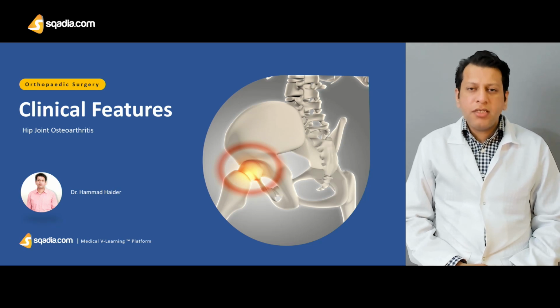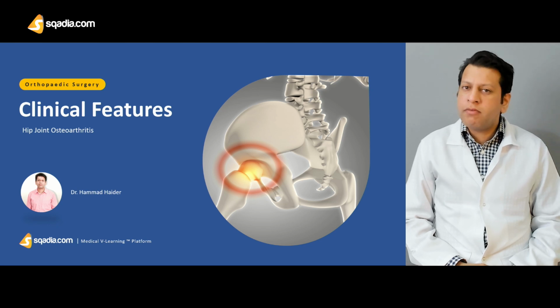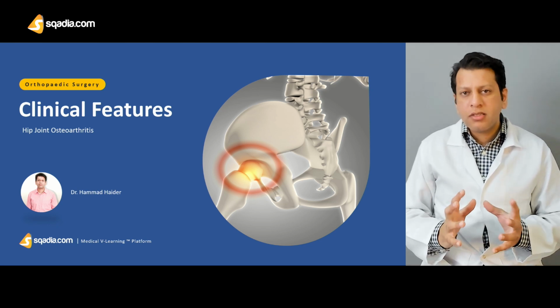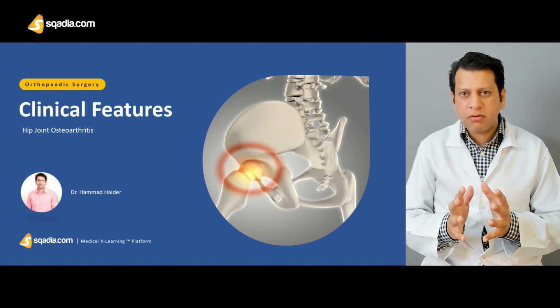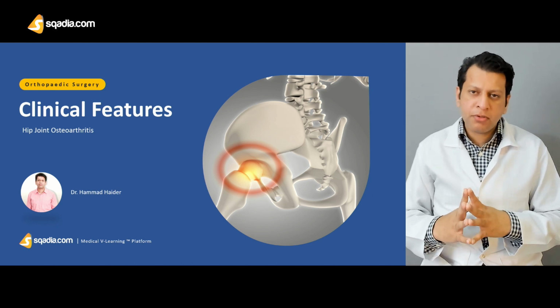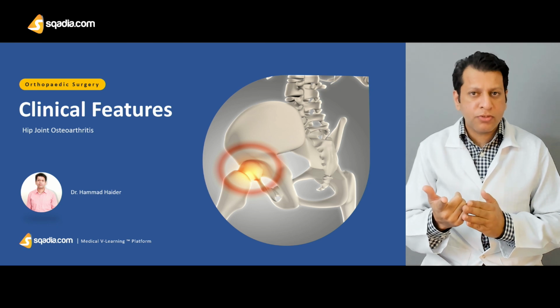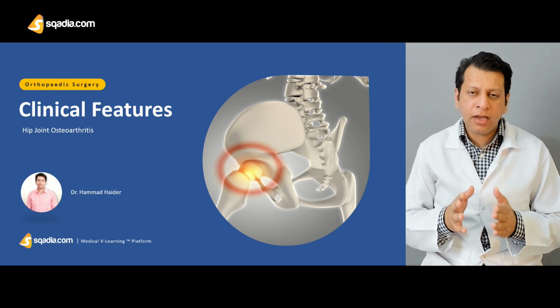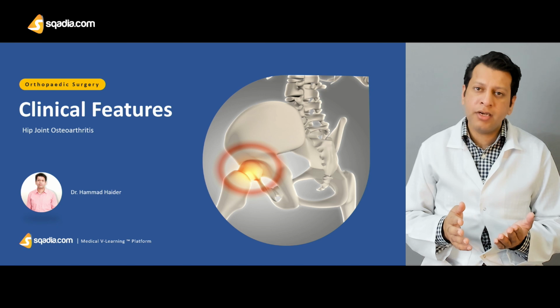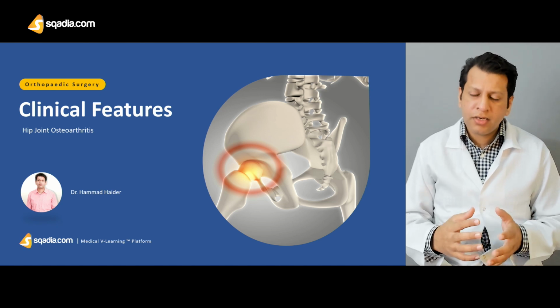Now, if a patient comes with hip joint osteoarthritis, what are his or her clinical features? There are certain things which are very particular about the hip joint problem. For example, the patient has a problem when the patient moves, that is the antalgic gait. Our patient also had an antalgic gait. And what exactly is an antalgic gait?